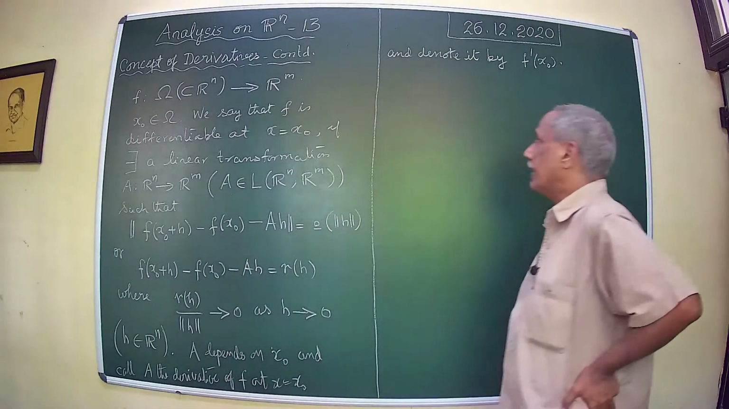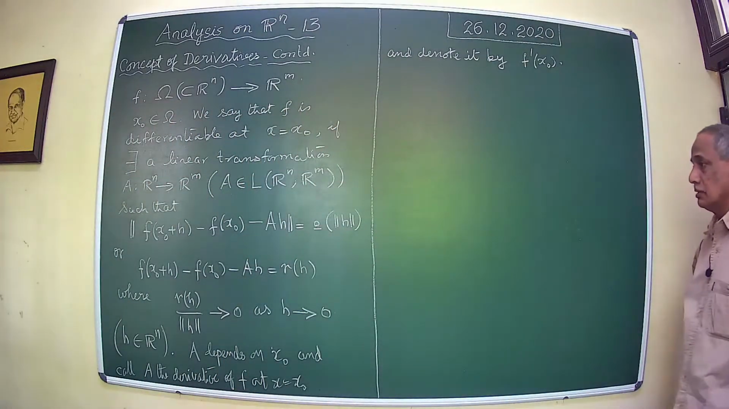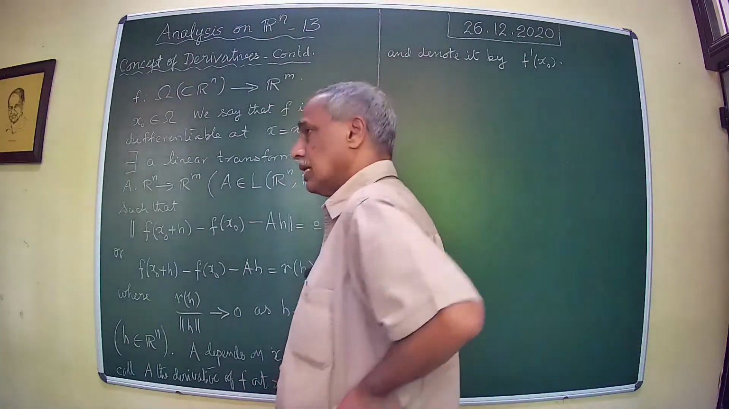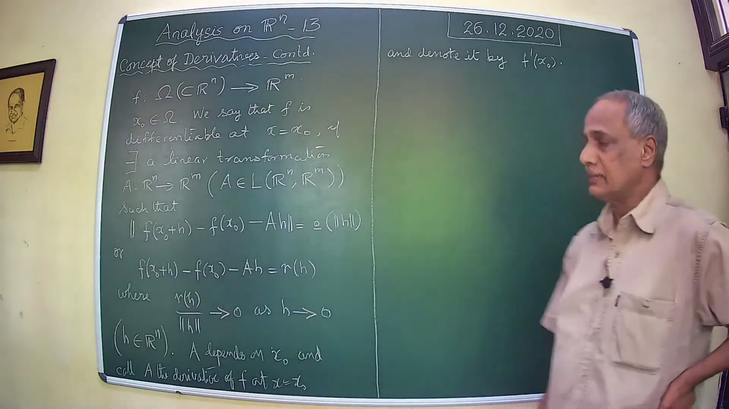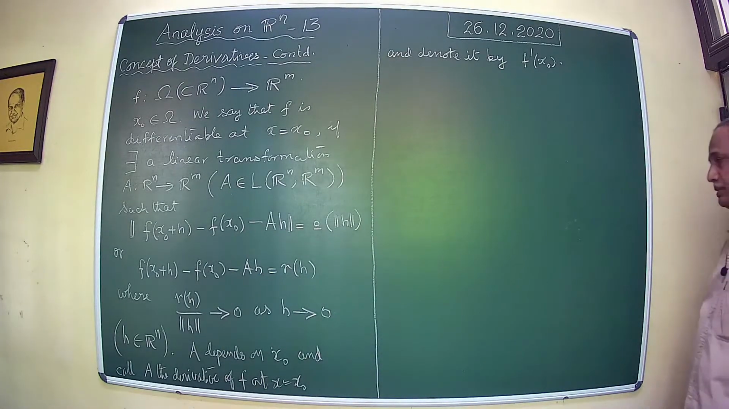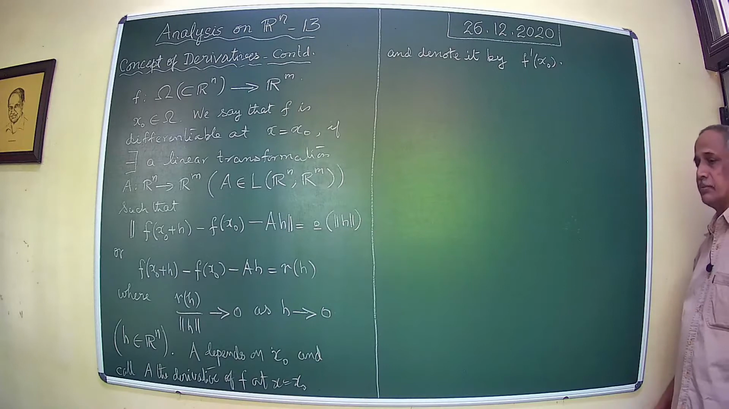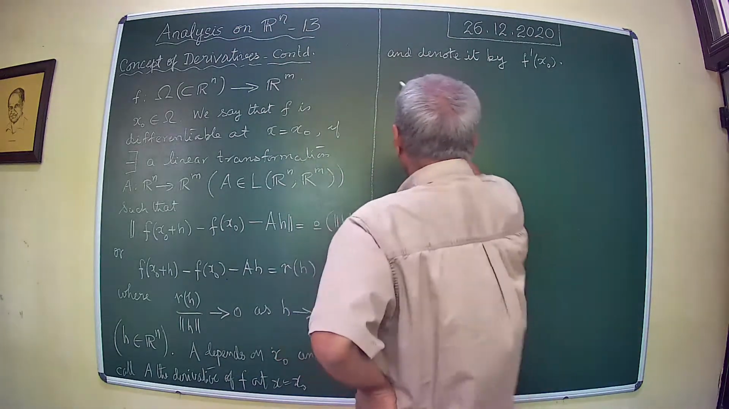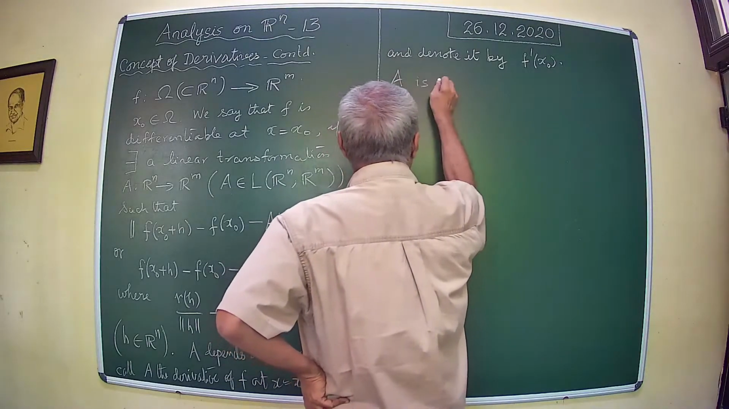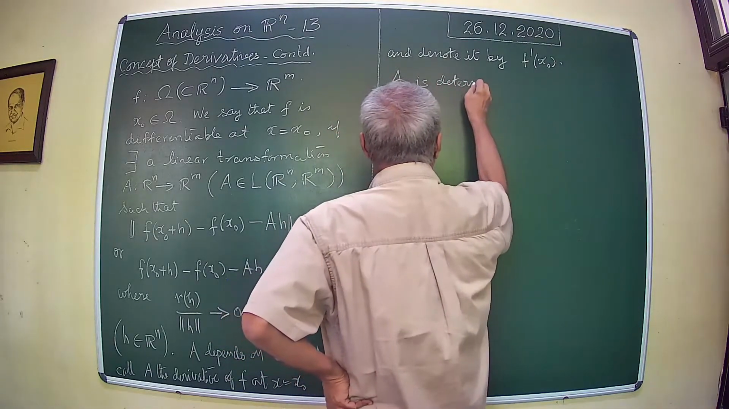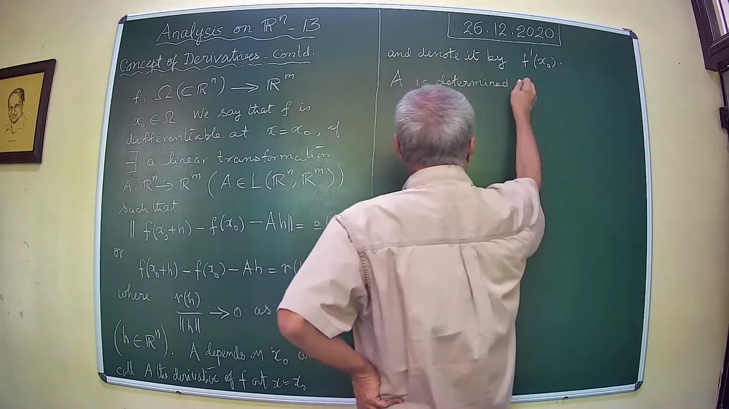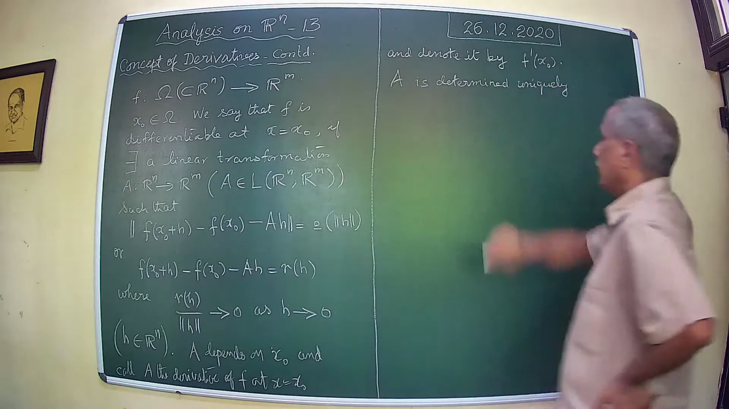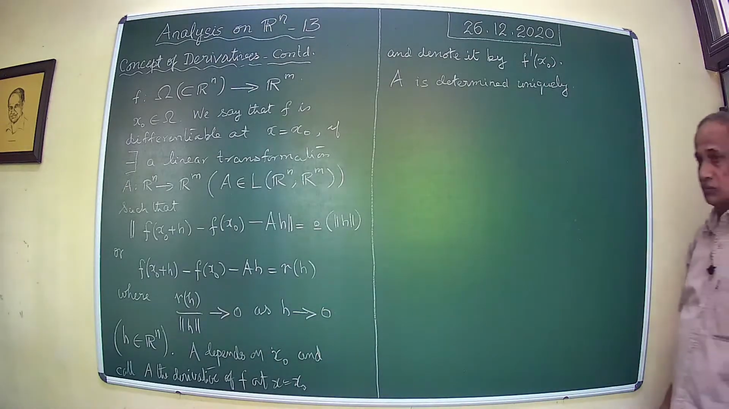And you know that in one dimension, this is exactly the case because this emerges as a number, and that number determines a linear transformation uniquely. Such A is determined uniquely. And this is what we did so far.